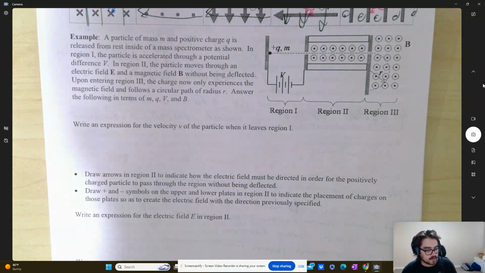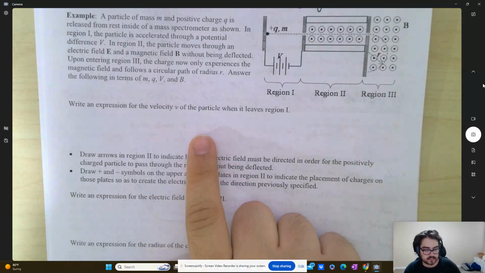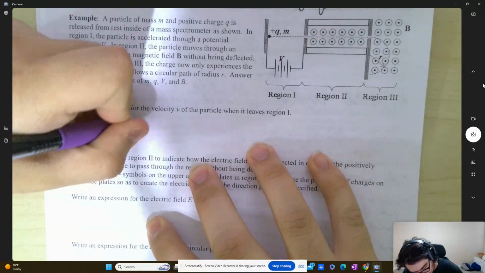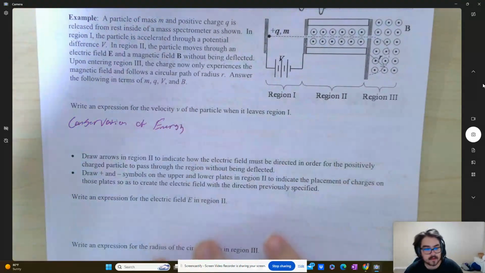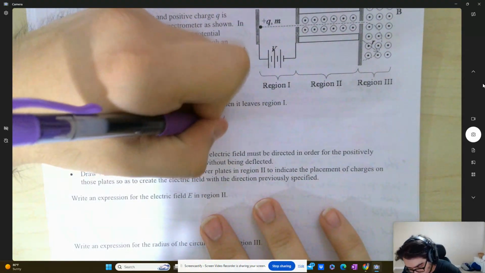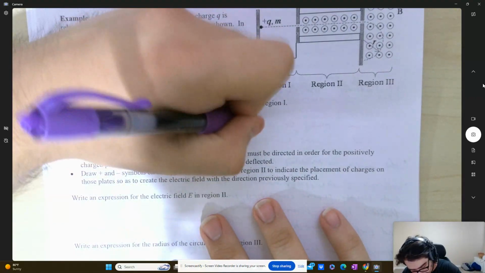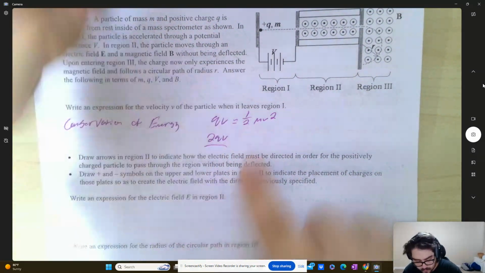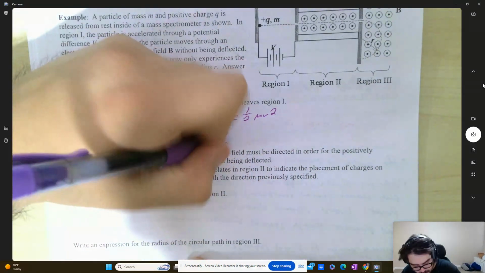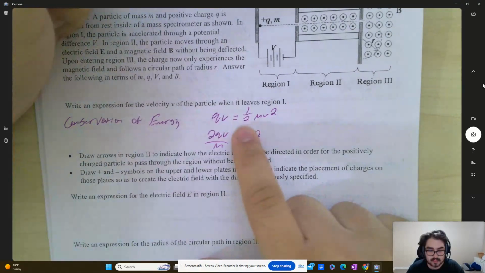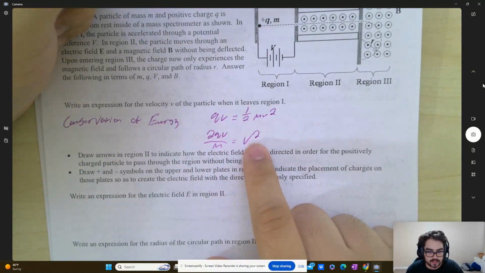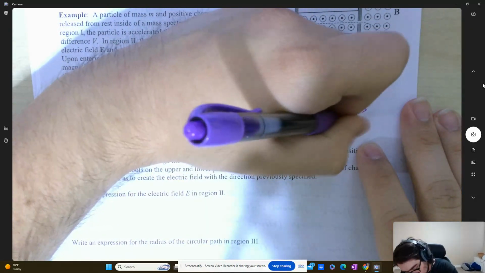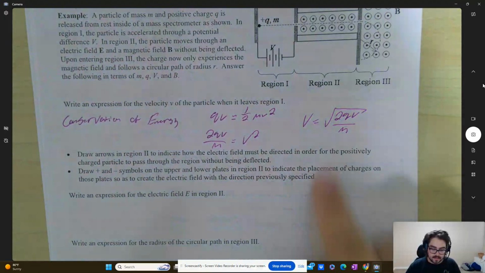So in order to figure out the velocity of the particle when it leaves region one, all you got to do is conservation of energy. We have QV equals 1/2 mv squared. If you multiply 2 on both sides, you'd have 2QV, and dividing by m on both sides gives v squared equals 2QV over m. Now you just got to square root, which will give you root 2QV over m.